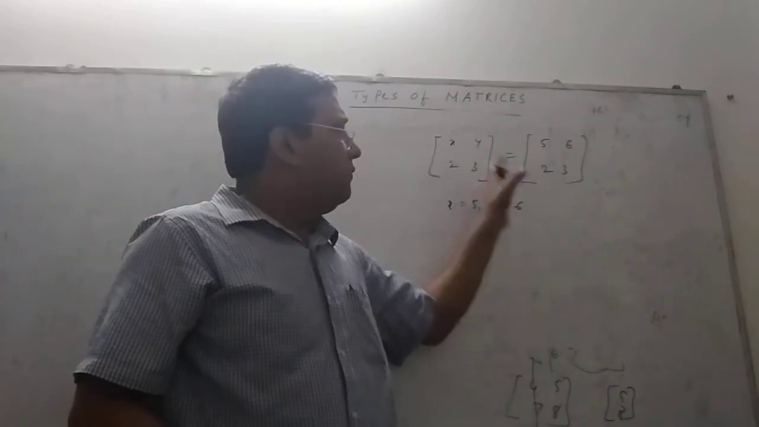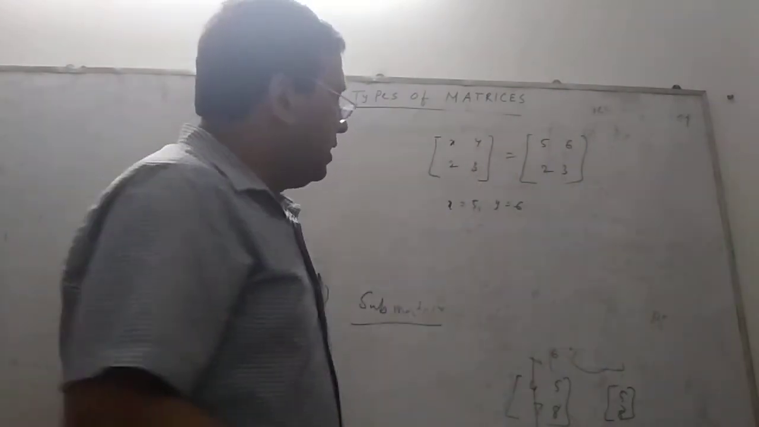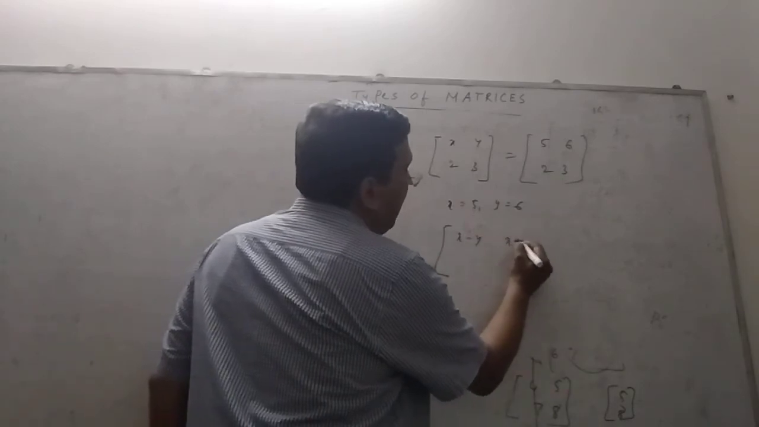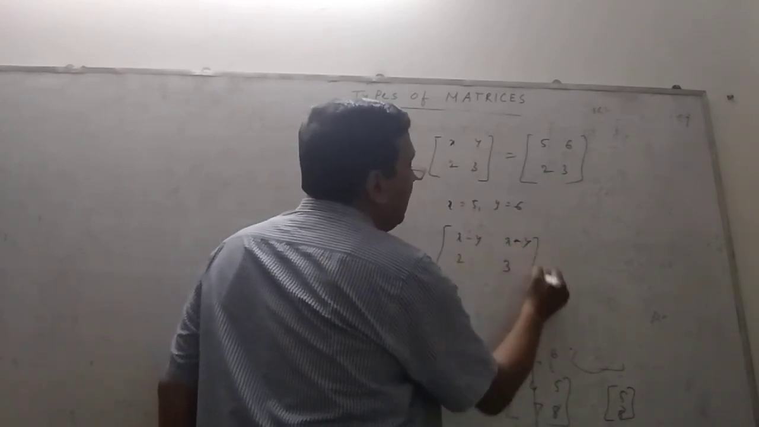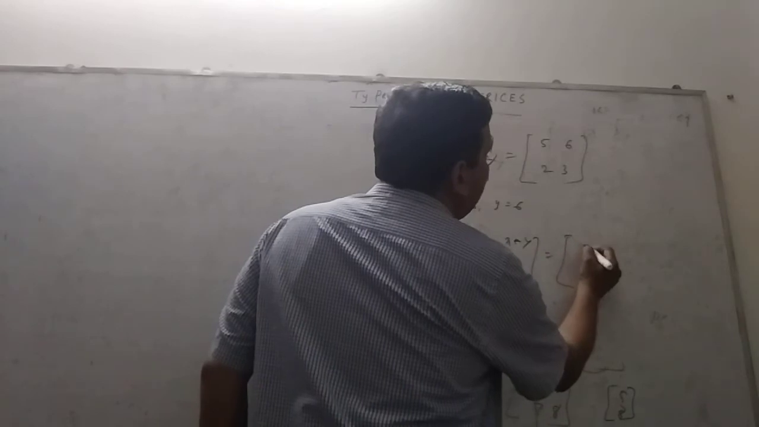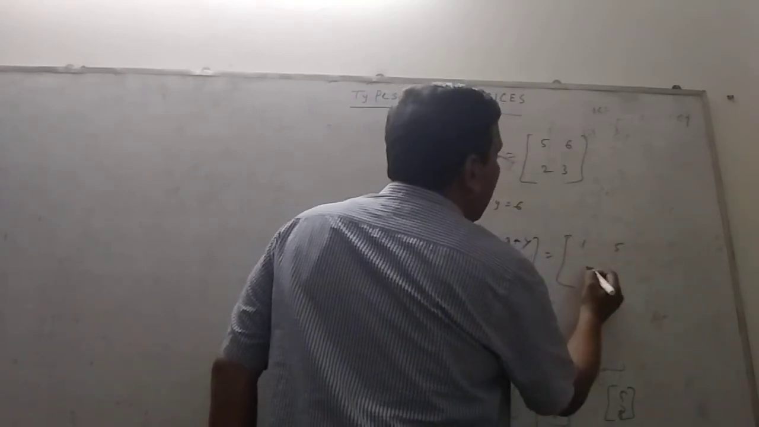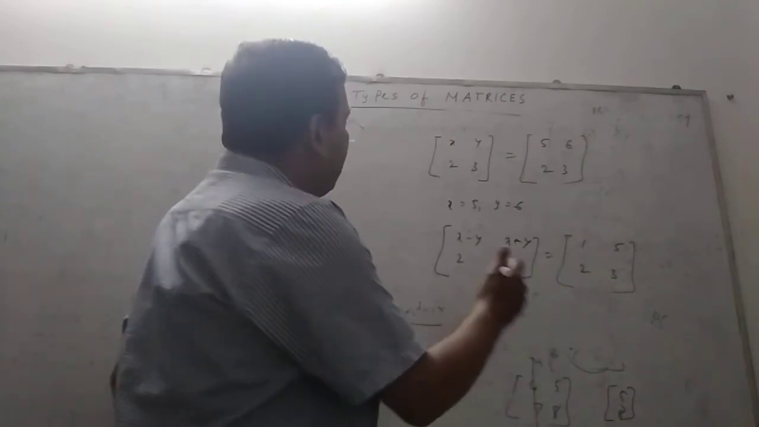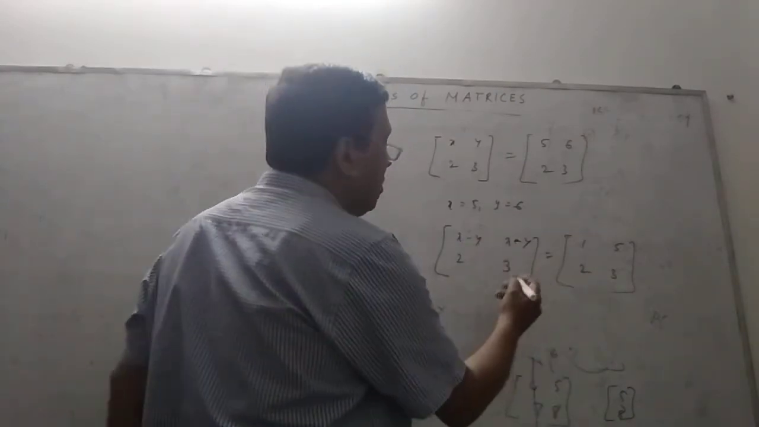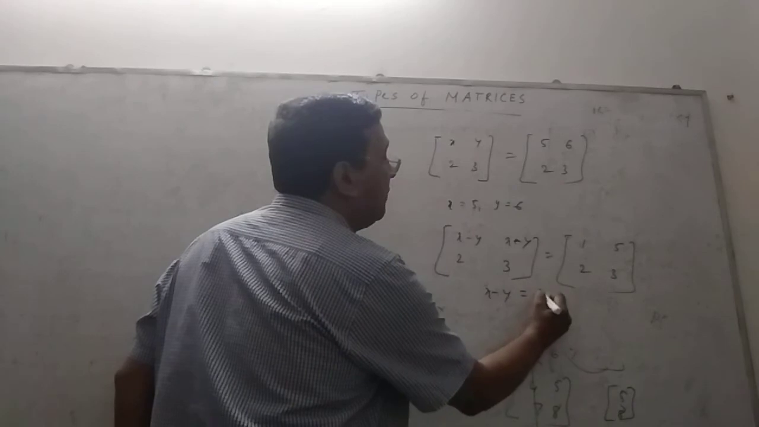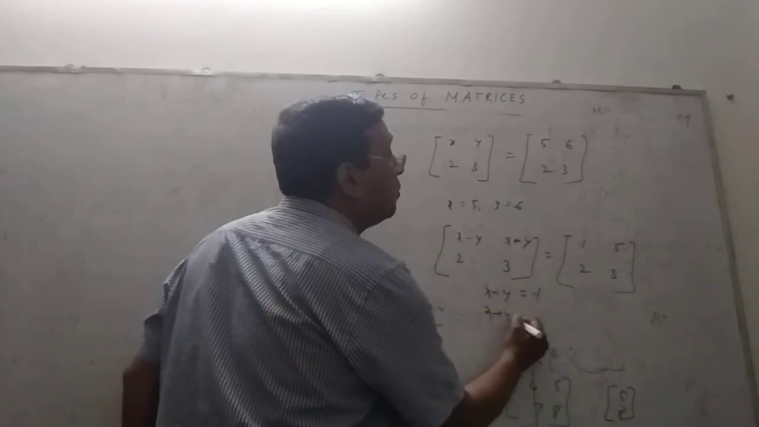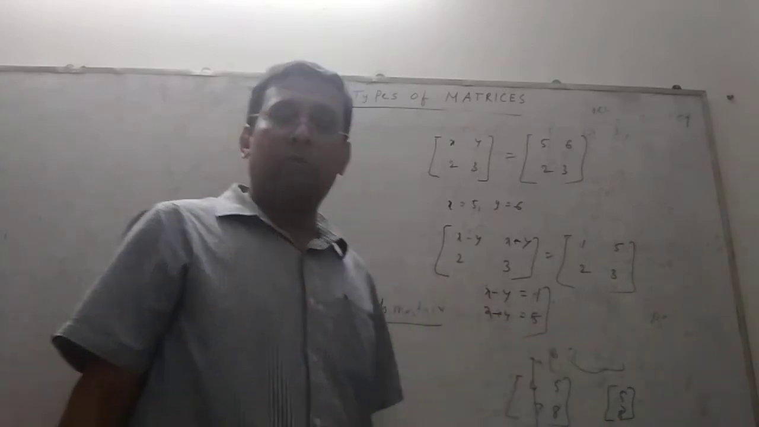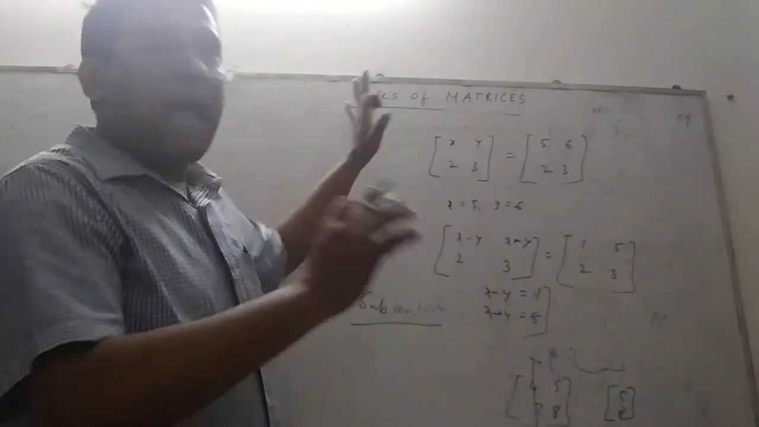As I told you, a question can also come from here. You may be given x plus y, 2, 3 and x minus 1, 1; 5, 2, 3, and be asked to solve for x and y. In that case, as in class 10, you have to equate them. You should say that x minus 1 is equal to 1, and x plus y is equal to 5. Then solve these two equations and you can get x and y. So this is all about the types of matrices.